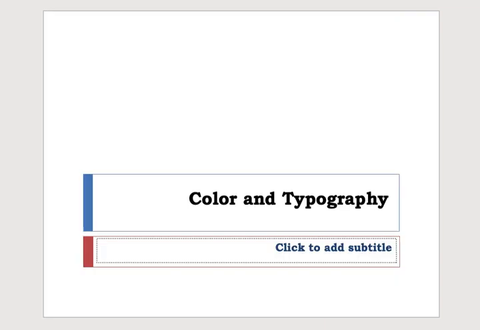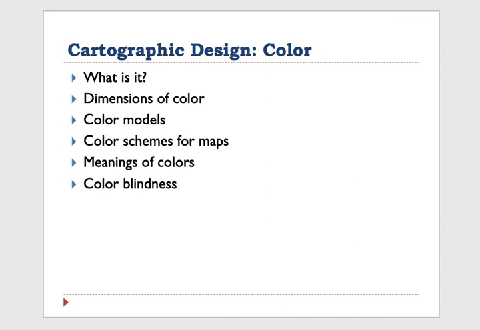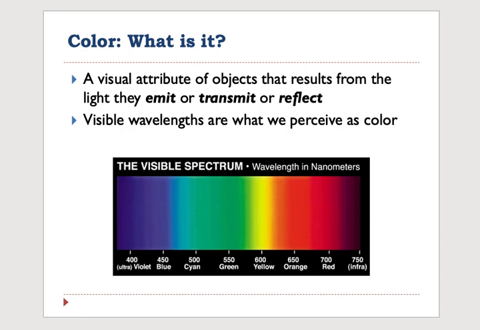Next, we're looking at color and typography. So color, what is it? Color is a visual attribute of objects that results from the lights they emit or transmit or reflect. Visible wavelengths are what we perceive as color. So we could see here the visible spectrum from UV all the way to infrared.